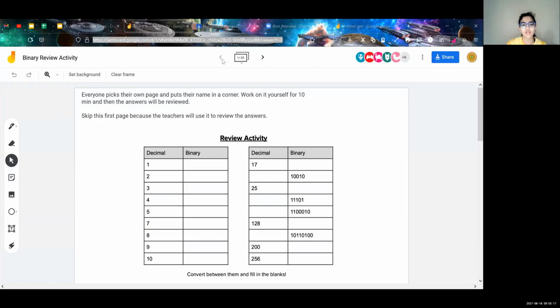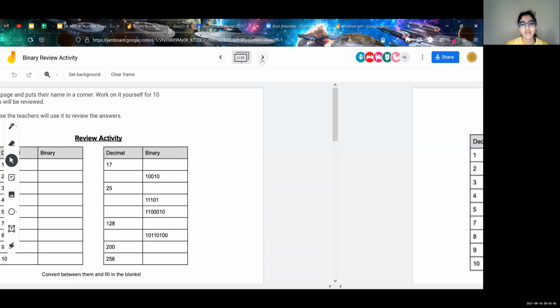Okay, in the chat, there is a link to a Jamboard. So everyone choose your own slide. Skip this first page because we will be using it to review the answers. So basically on the left, it shows the number in decimal. On the right, it shows a blank. Decimal is just base 10. That's okay if your internet is a bit laggy. So basically, choose your own slide.